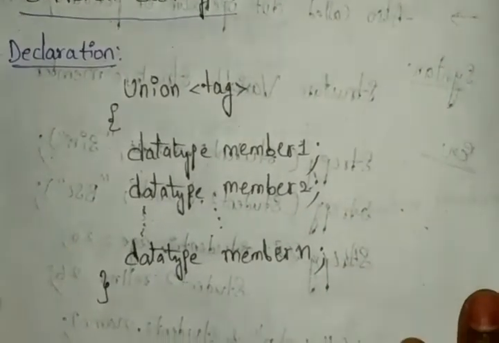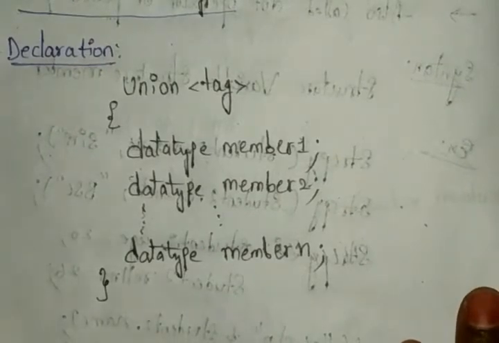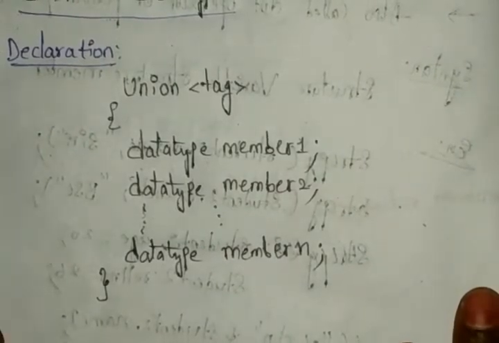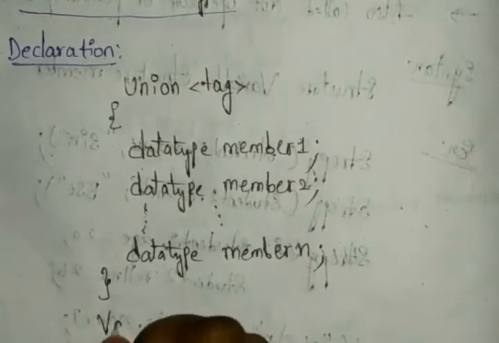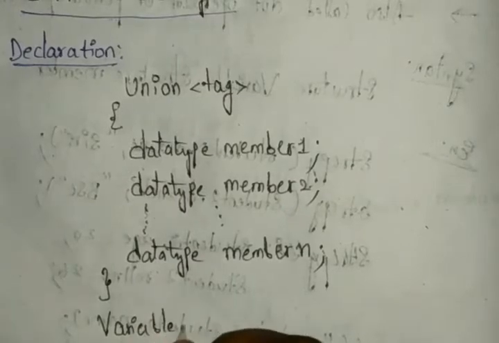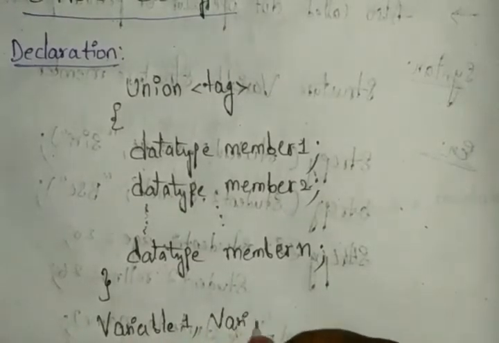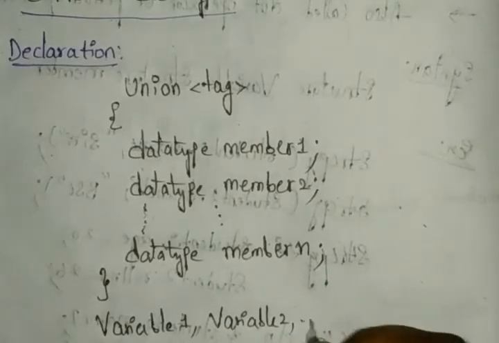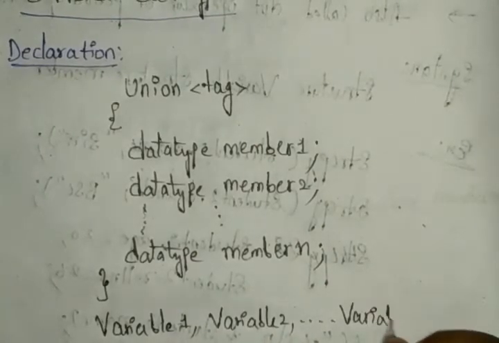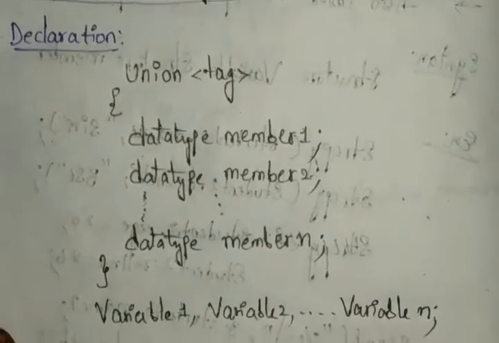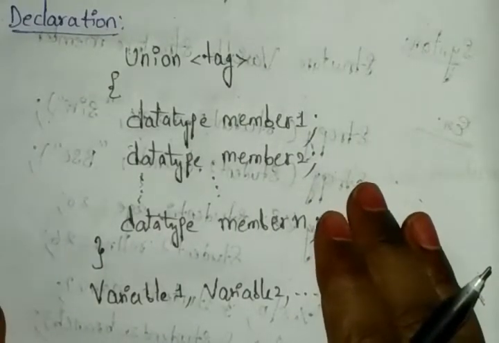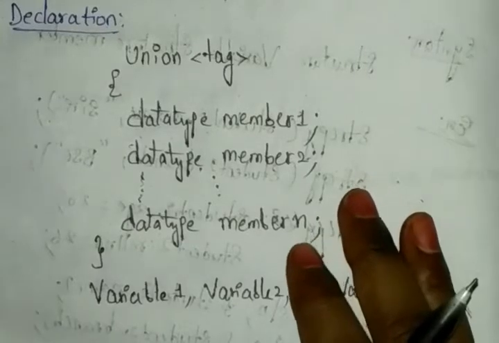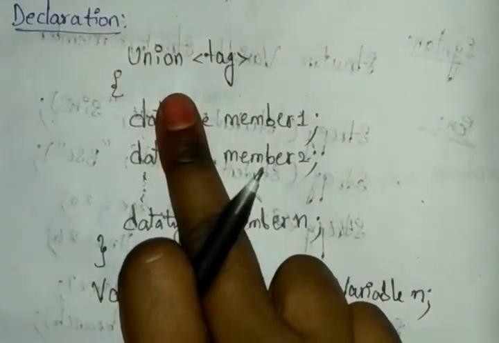The union has variables, right? So what are we creating this for? To declare our variables only, right? The variables can be declared after the closing of the braces: variable 1, variable 2, up to variable n. You can observe that this syntax, or this declaration, is similar to structures. Just here we changed the union keyword.